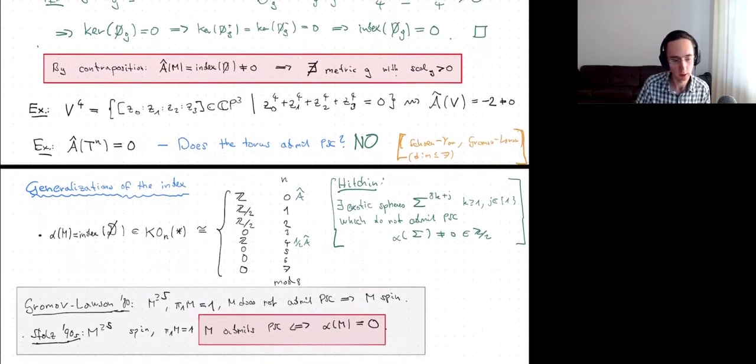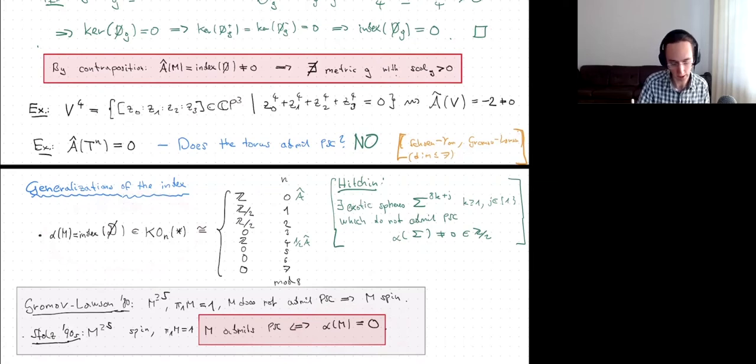First of all, Gromov and Lawson showed that if you have a simply connected manifold which does not admit positive scalar curvature, then M must be spin. And now in this situation, there is a seminal result by Stephan Stolz, which says that a spin manifold of dimension at least 5, which is simply connected, admits positive scalar curvature if and only if this kind of index, which is denoted the alpha invariant, is 0.